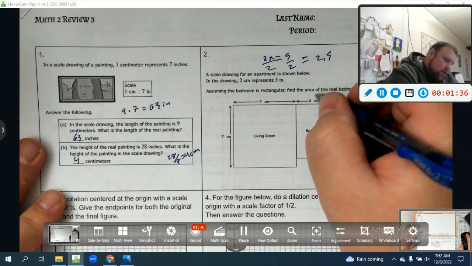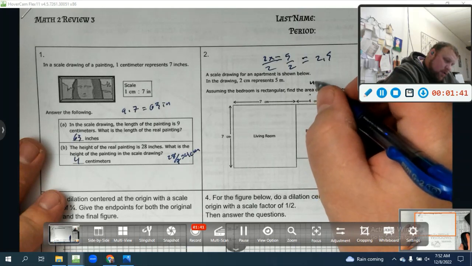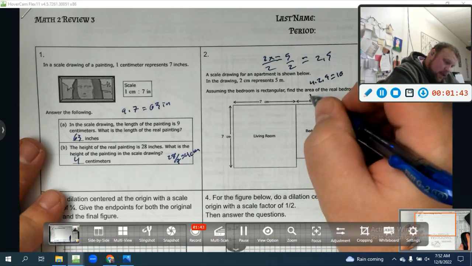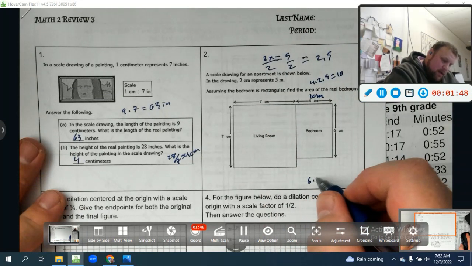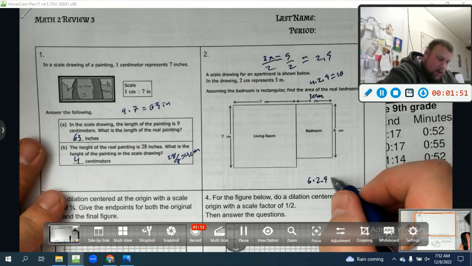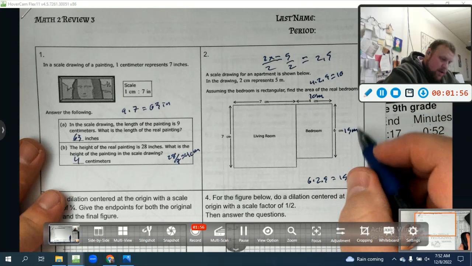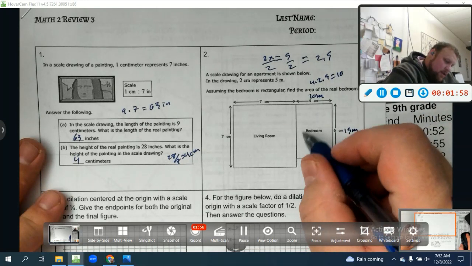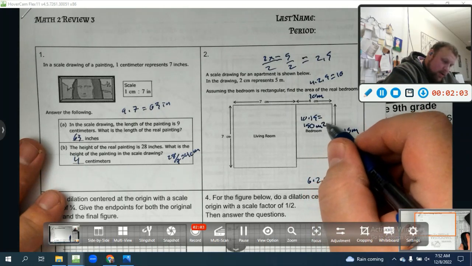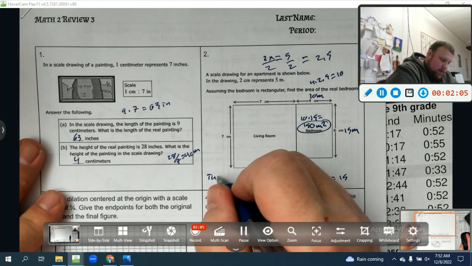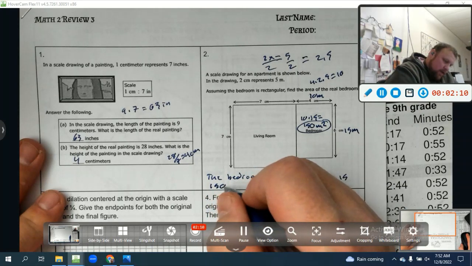So I need to multiply everything times 2.5. So 4 times 2.5 is what? 8, 10. So 4 times 2.5 equals 10, so this is 10 meters. And 6 times 2.5 equals what? 12, and then plus 3 is 15 meters. And then 10 times 15 meters is 150 square meters. Boom. So the bedroom is 150 square meters.